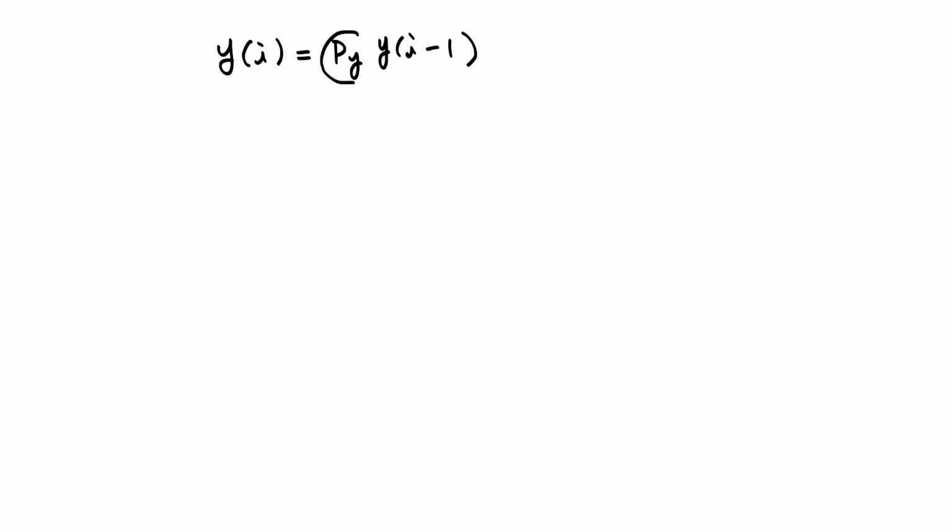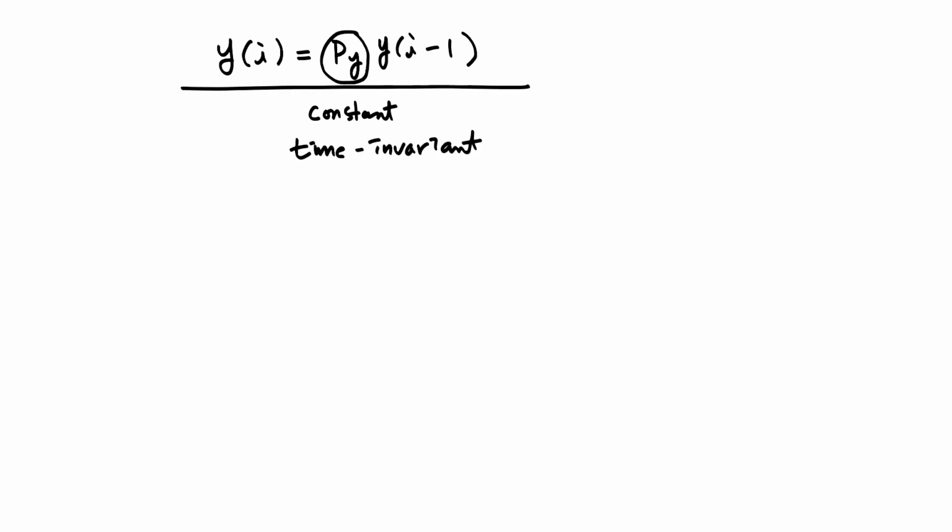Now I want to talk about time invariancy. If this parameter p sub y is constant or time invariant, then our equation is time invariant. That means the relationship between y of i and y of i minus 1 is not changing. It is constant. That's what we mean by this time invariant equation.